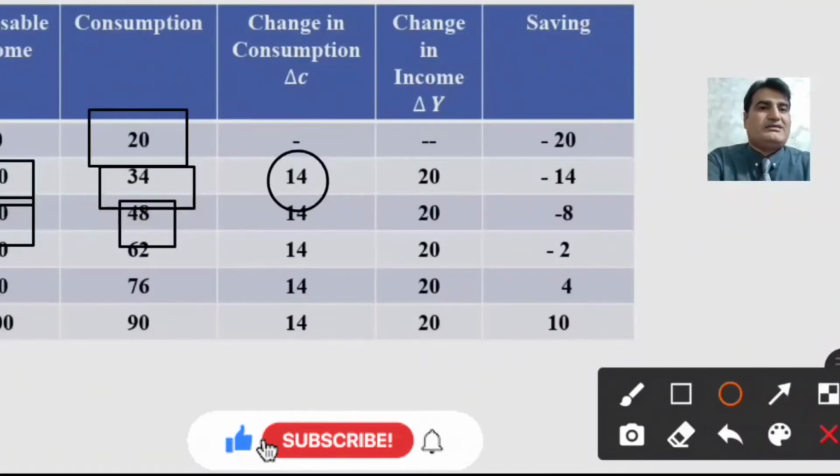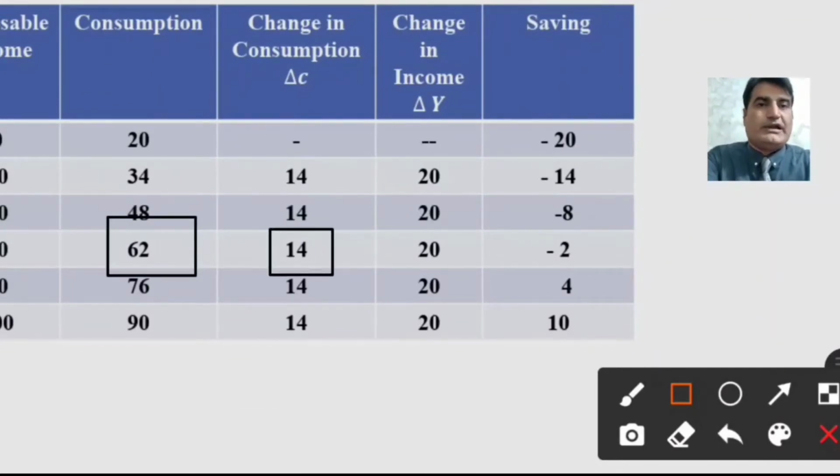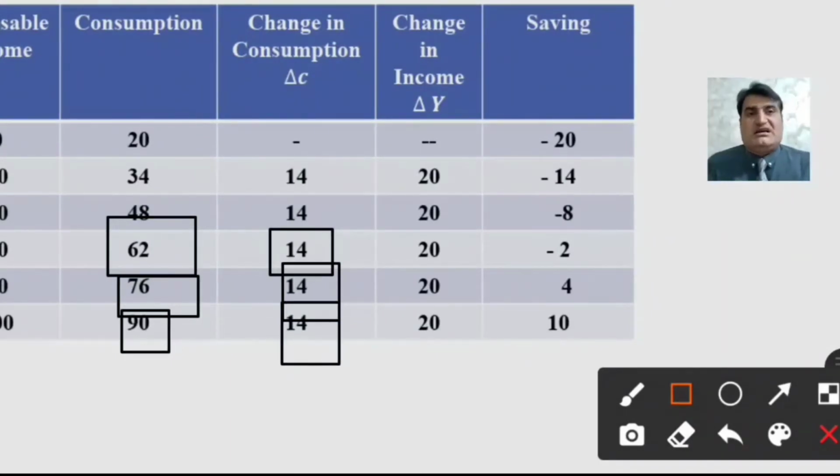48 minus 34 equals 14. 62 minus 48 equals 14, and 76 minus 62 equals 14. 90 minus 76 equals 14. The change in consumption is constant. It means the marginal propensity to consume is the same. If we want to check the change in income, that is also constant.